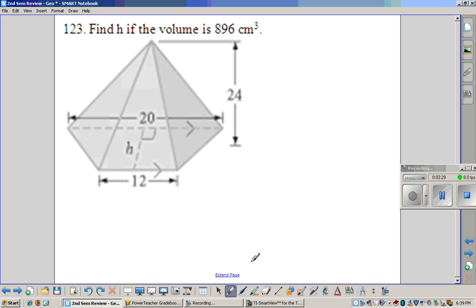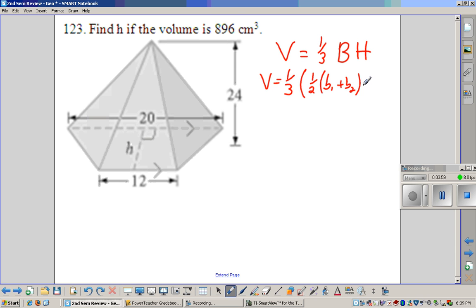The next one says to find the volume of this trapezoidal pyramid. So you can see a trapezoid on the bottom. And it doesn't say find the volume, it says find the height. They give you the volume. So volume equals 1/3 base height. 1/3 is because it's a pyramid. And let's be a little bit more specific. This will be 1/2 base 1 plus base 2 times the height of the trapezoid, so little h is the height of the trapezoid, and then there's a capital H.